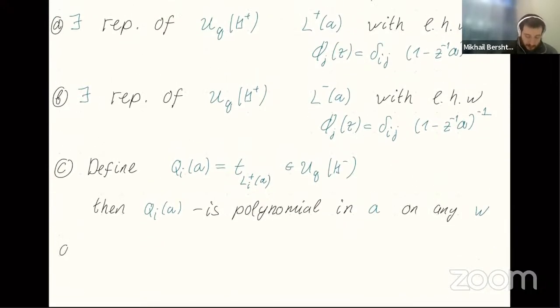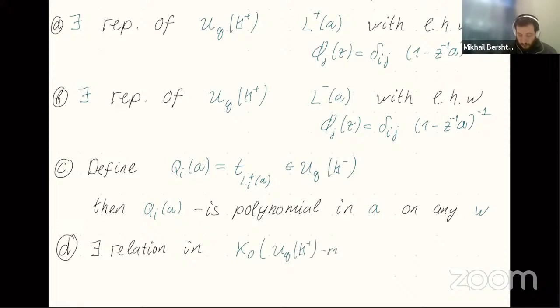And now the last point, D. There exist relations in the Grothendieck ring K0 of U_q of B plus modules, which categorify TQ relations.